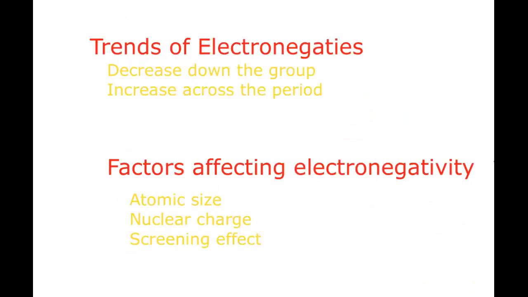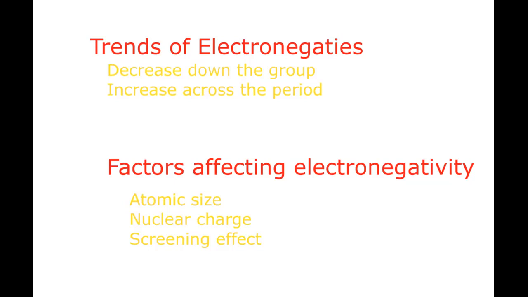Now the trends of electronegativities. Electronegativity values decrease down the group. This is because as we move down the group, the atomic radius increases, which is why the valence electrons get further away from the nucleus. So the attraction to the valence electrons decreases. So it becomes more difficult for the atom to attract the bonding pair of electrons toward itself. That is why down the group electronegativity values decrease.